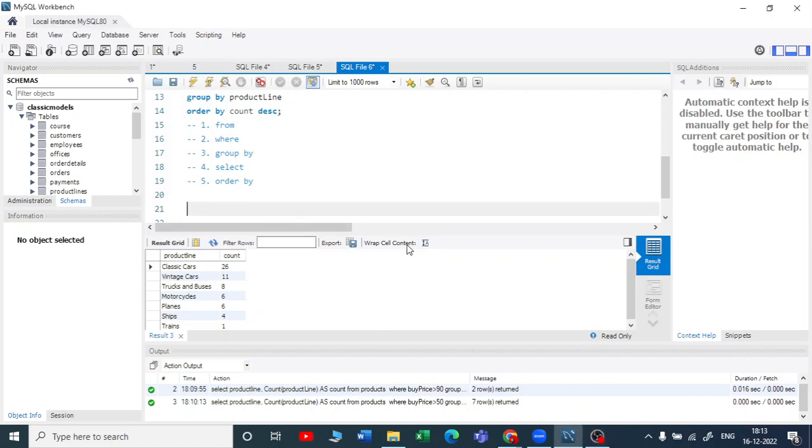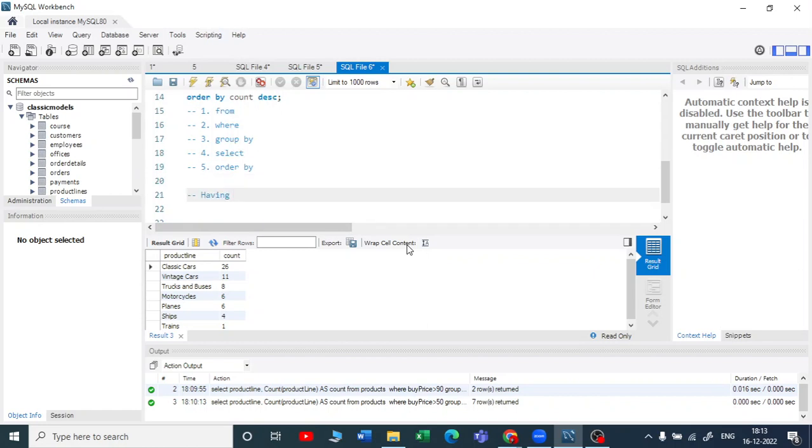Now let us start with the having clause. The having clause is also used like a filter. It is also used for filtering the data, just like a where clause.